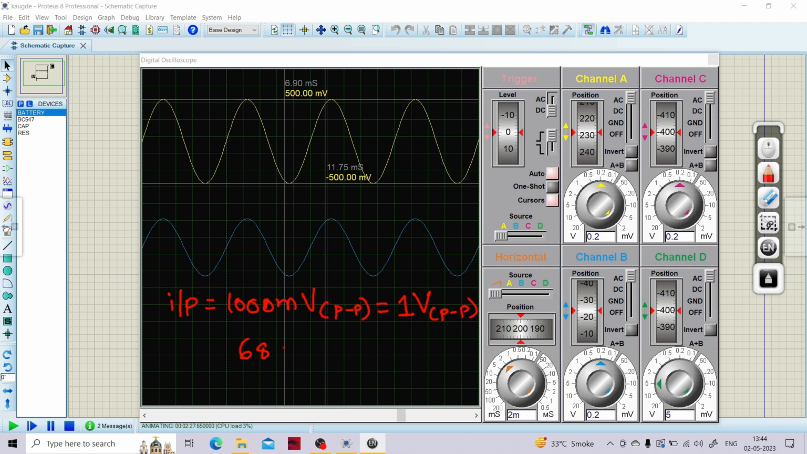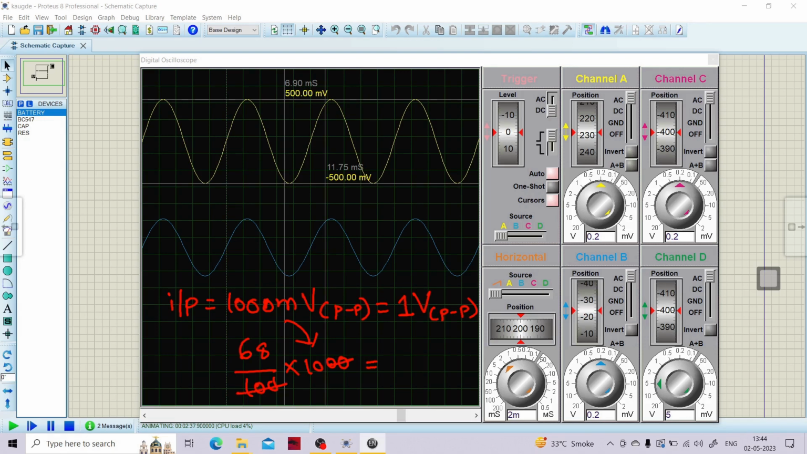I'm not doing each and everything over here, but 68 divided by 100 times this value, that is 1000, or 1 volt peak to peak, right? But since it is in millivolts, obviously we need to take 1000, right? So you can clearly see this 0 and this 0 are getting cancelled, and what we have is 1000 millivolts, right? So this is around 680 millivolts peak to peak value.